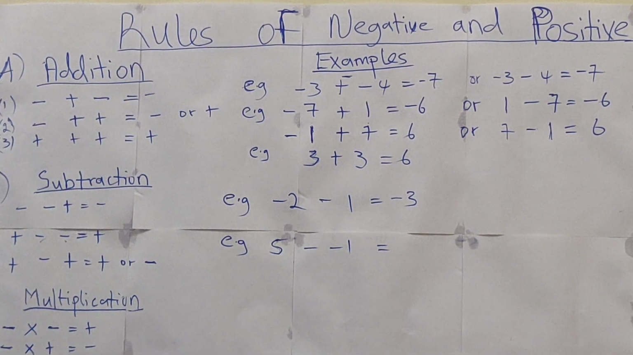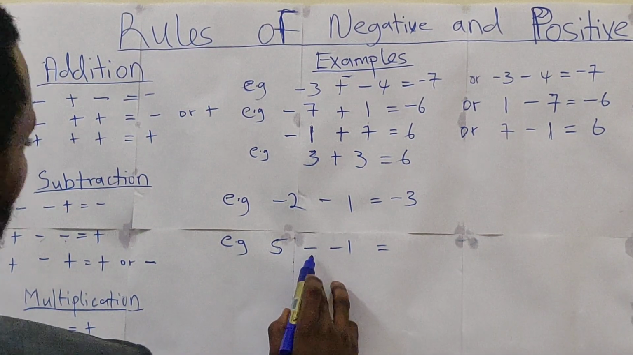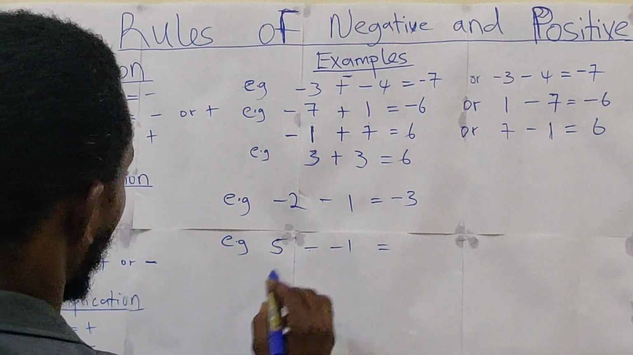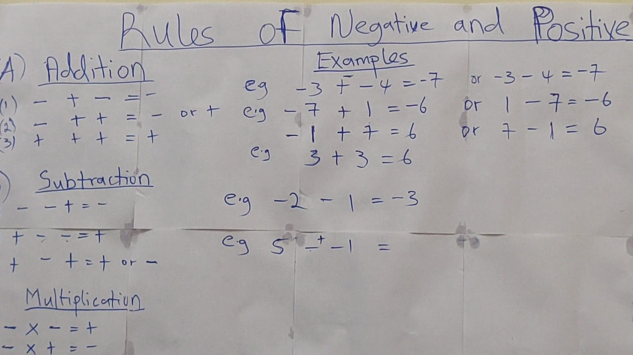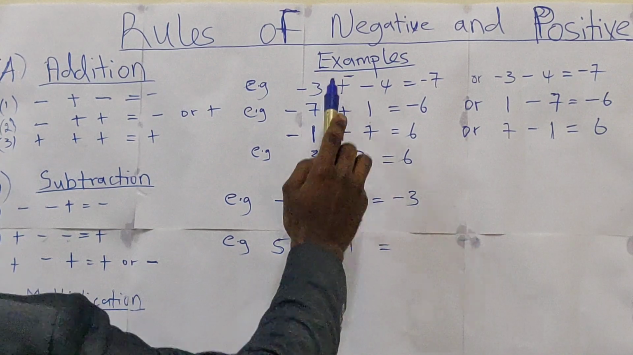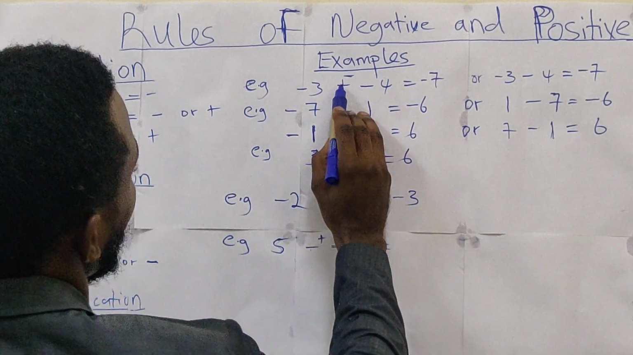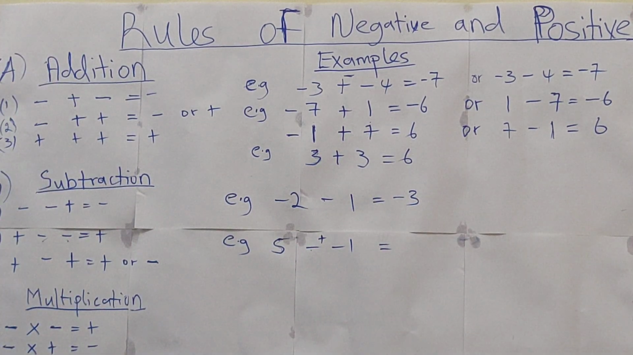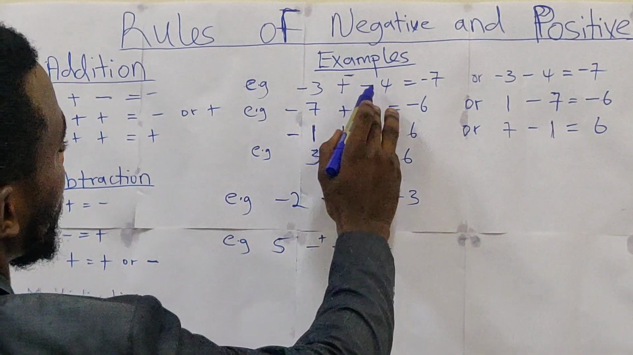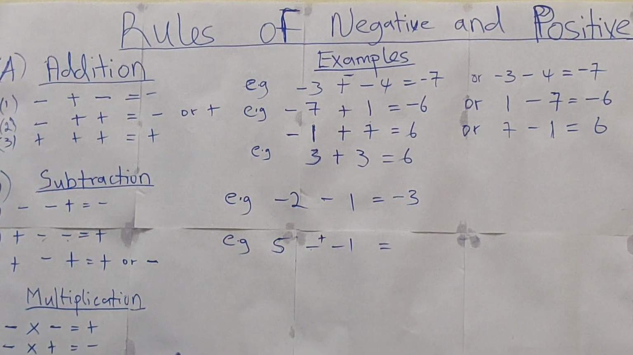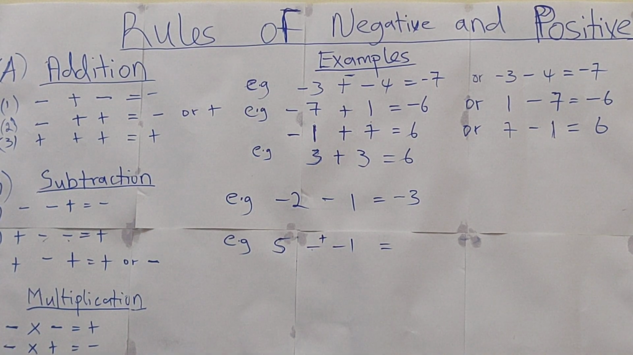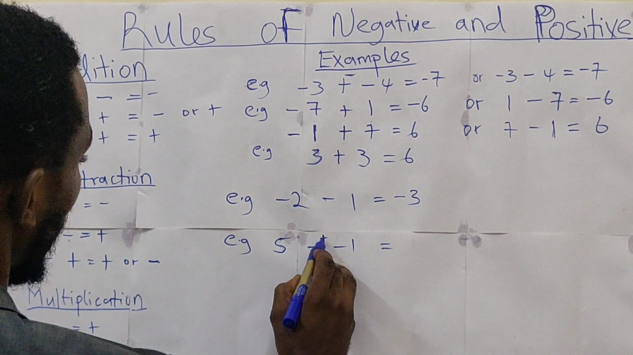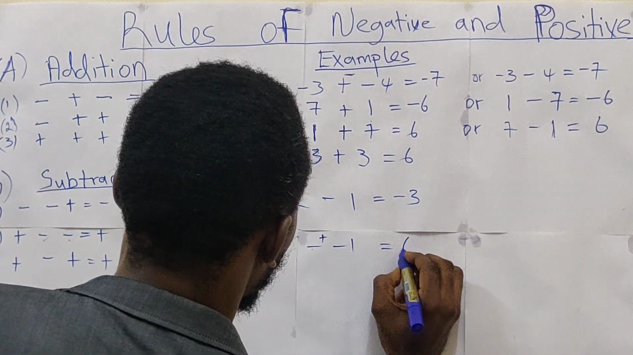So with this one, when we have negative, it simply means positive. So you should take note of the difference. With this one, we had positive, negative. Positive, negative is negative. Negative, positive is negative. But with this one, negative, negative is positive. So this is the same as 5 plus 1, which is 6.